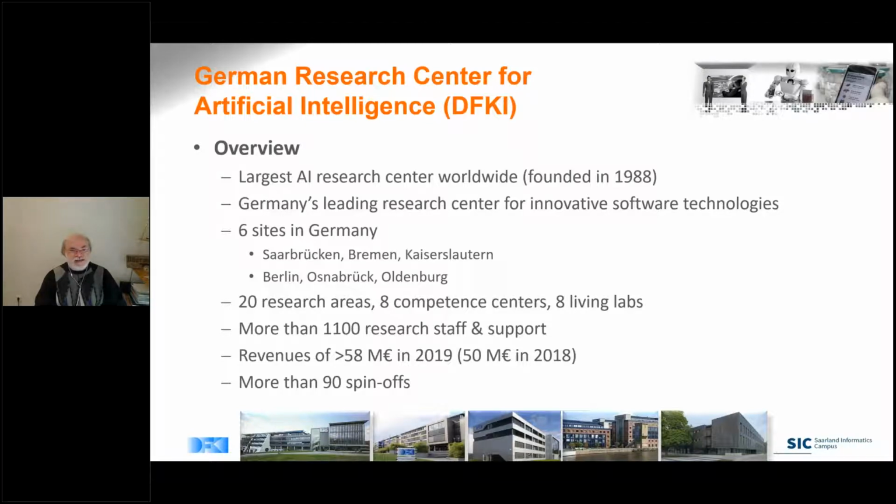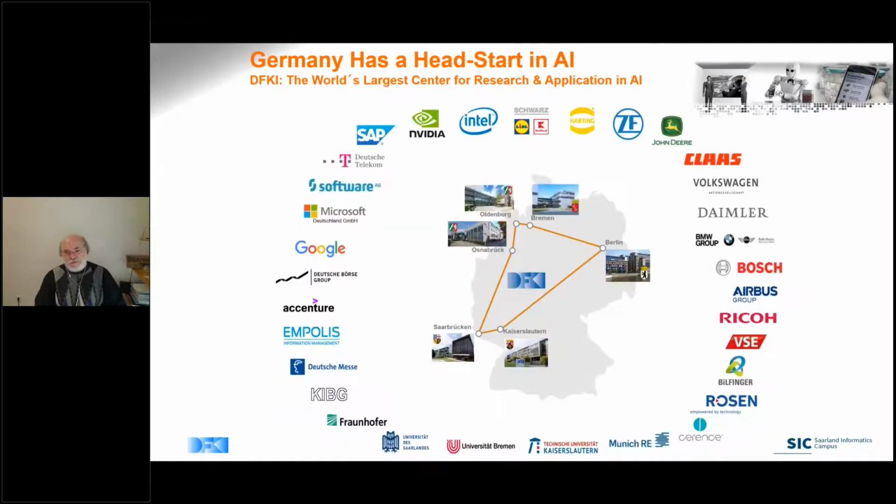We have 6 sites in Germany, actually 21 research areas, several competence centers, 1,100 people, lots of spin-offs and lots of funding and lots of increasing funding. We're actually a private-public partnership with many companies. You see Microsoft, Google, Intel, NVIDIA, the car industry, many others, financial industry, agriculture industry, many others.